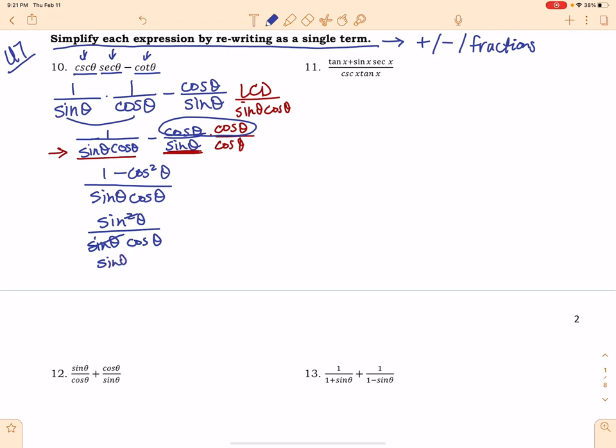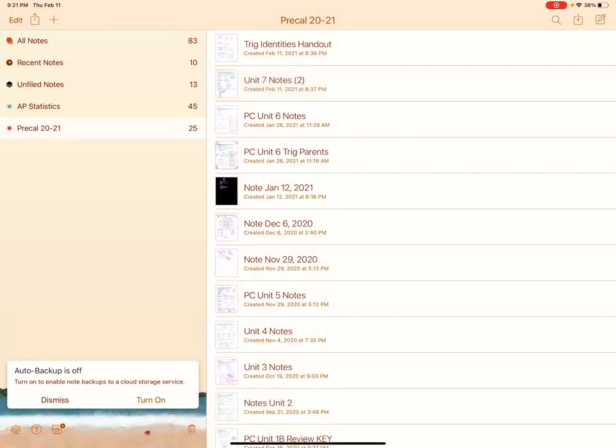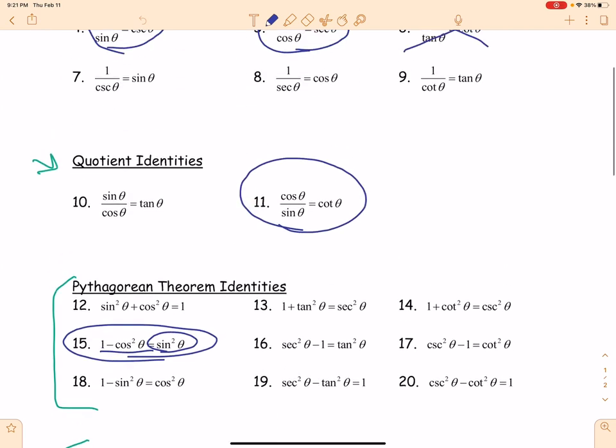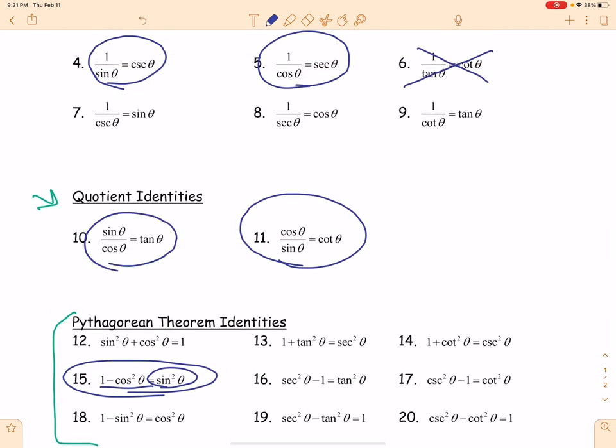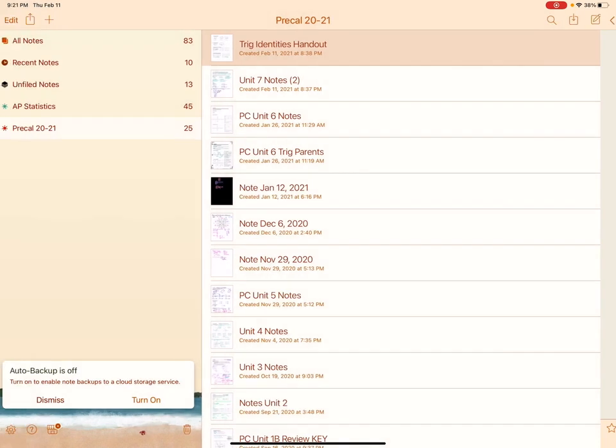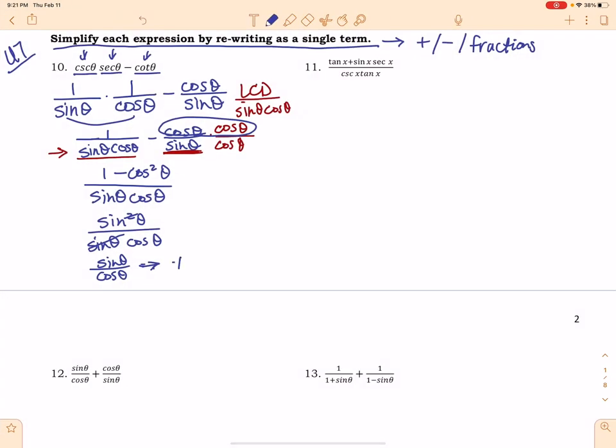So now I've got sine theta over cosine theta, which I can actually use another identity right there, my tangent theta. And look at that. Nice and tidy, one term, no fractions, no addition and subtraction. Beautiful. Okay, let's look at the next one.